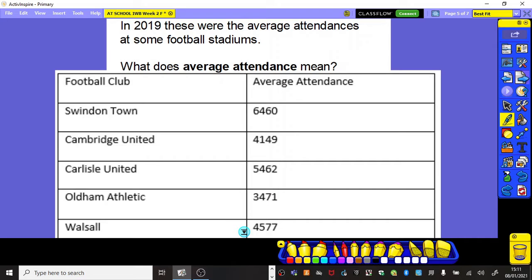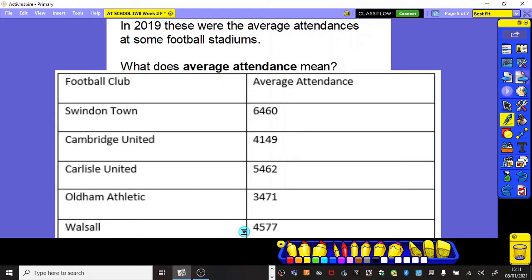And attendance means the amount of people that came to watch the game. Now, average attendance means that if we looked at how many people went to Swindon Town over a 10-game period, it might be at one of the games that was slightly more than 6,460. Another game, there might have been slightly less. And so on. We add up those 10 amounts, divide it by 10, and that provides us with our average.